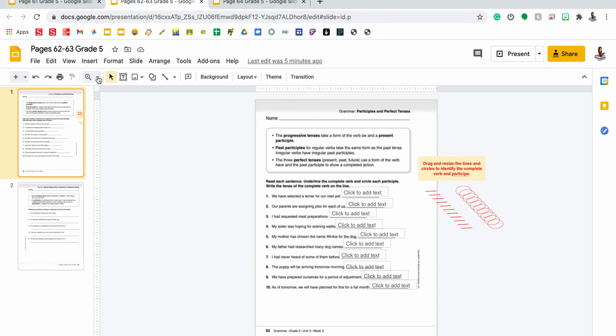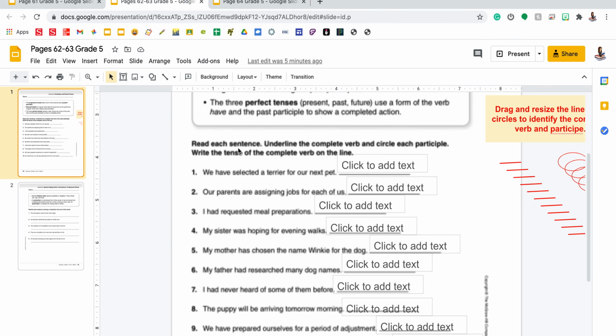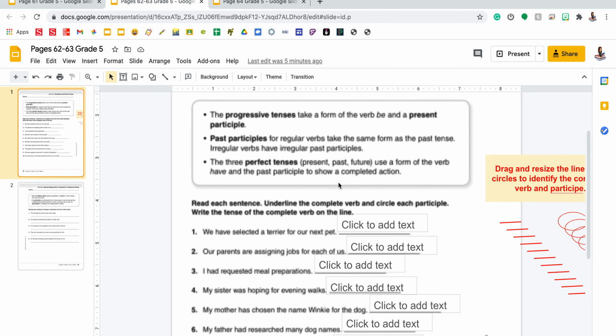On Tuesday, you are assigned two pages, 62 and 63. The box on the top of page 62 states the progressive tenses take a form of the verb be and a present participle. Past participles for regular verbs take the same form as the past tense. Irregular verbs have irregular past participles.